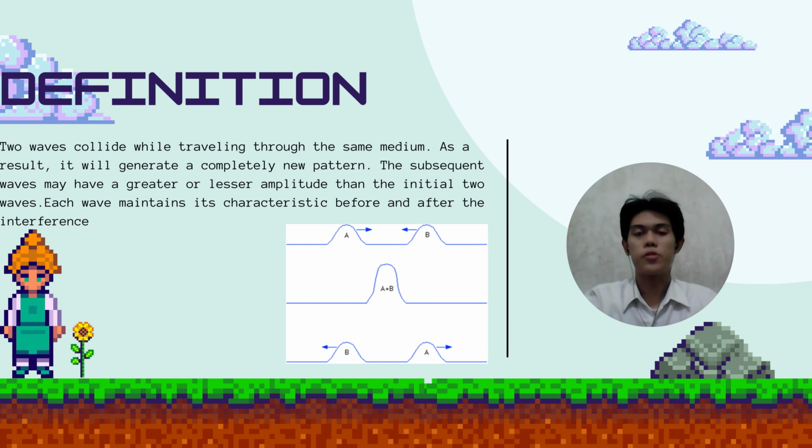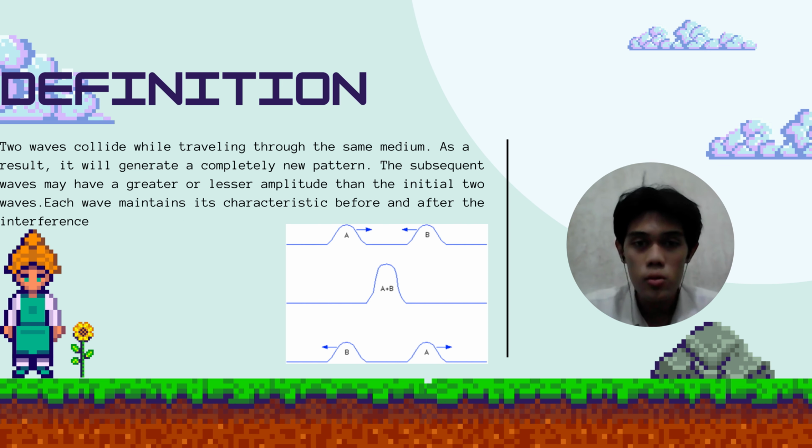Okay, interference. Starting from the definition, when two waves traveling through the same medium collide at the same point, the phenomenon known as interference occurs. As a result, a brand new pattern will emerge. Then the amplitude of the subsequent waves may be greater or less than the first two waves, and these first two waves we call parent waves.